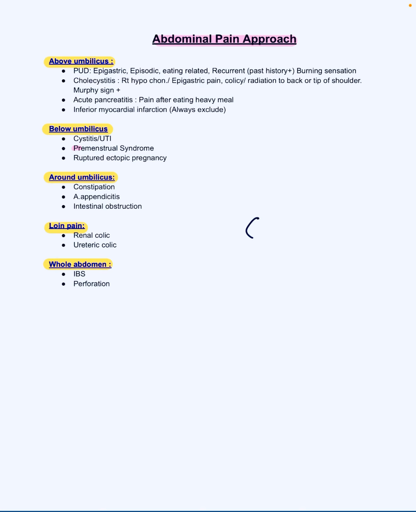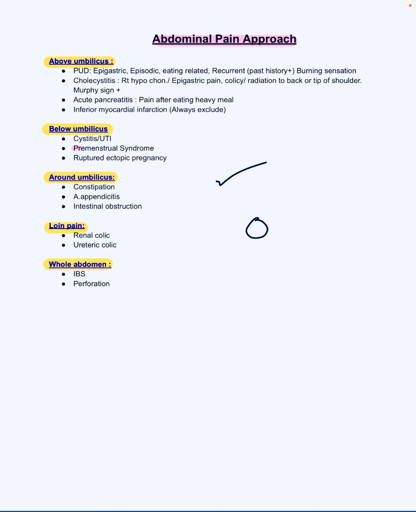So, if above umbilicus, the differentials are peptic ulcer disease, cholecystitis, acute pancreatitis, and inferior myocardial infarction. Peptic ulcer disease is usually episodic, epigastric pain, and it's related to eating, recurrent, and burning sensation is usually present.